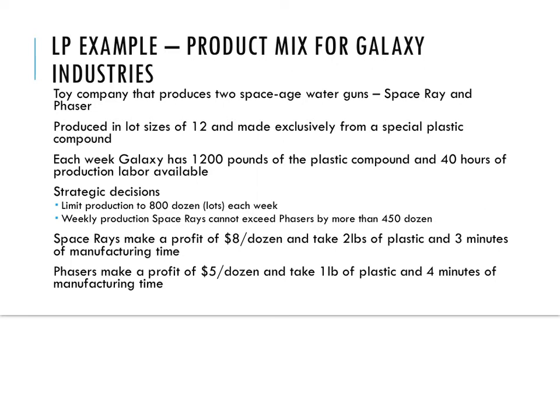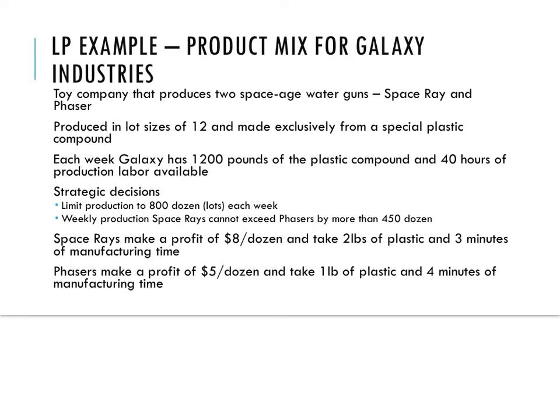Space rays make a profit of $8 per dozen and take 2 pounds of plastic and 3 minutes of manufacturing time. Phasers make a profit of $5 a dozen and take 1 pound of plastic and 4 minutes of manufacturing time. Our goal now is to formulate the problem.